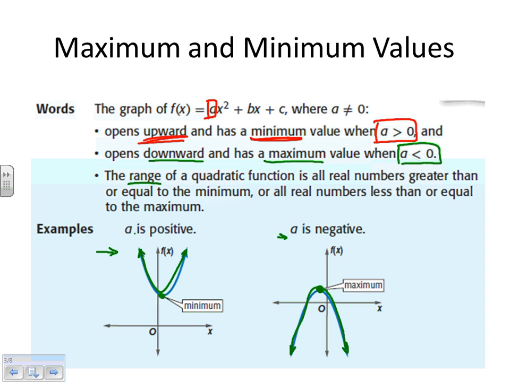Now, it also talks about the range of a quadratic function is all real numbers greater than or equal to the minimum, or all real numbers less than or equal to the maximum. What does that mean? Okay, well, we've got this minimum point here. Let's say that's at 3. Okay, so my range is going to be all numbers greater than 3 or equal to 3. Now, similarly here to the maximum, let's say that's a value of 1. Okay, and this is going to be all values less than or equal to 1, right? Because there's no graph up here above it, so it's going to be everything less than that point at your maximum.